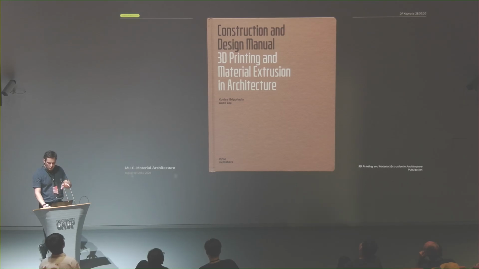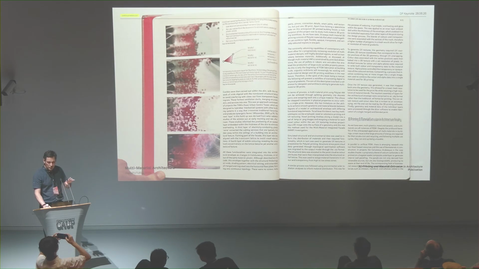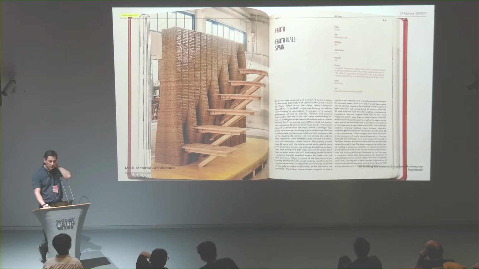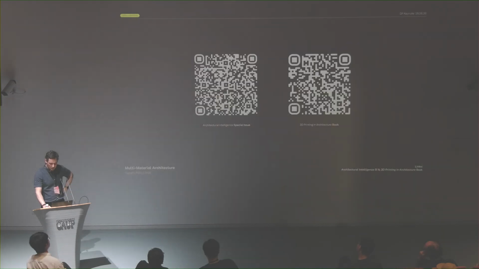And lastly, this book was published last year. It's partly authored, partly edited. It has some of this work that I showed, work from my PhD and also work from other institutions on 3D printing. And of course, we did this special issue on multi-material design and fabrication of the Architectural Intelligence Journal, and now we have around 8 or 9 articles there. There's a couple outstanding, and then we're done with that.